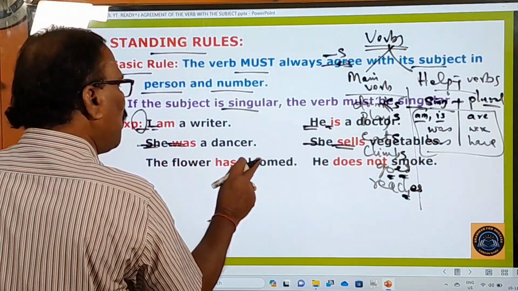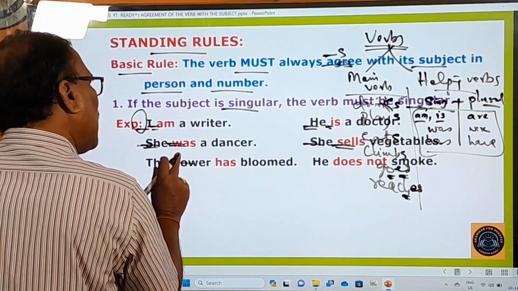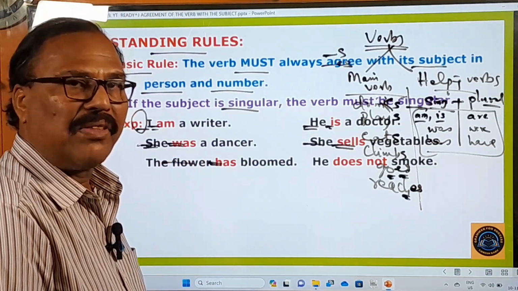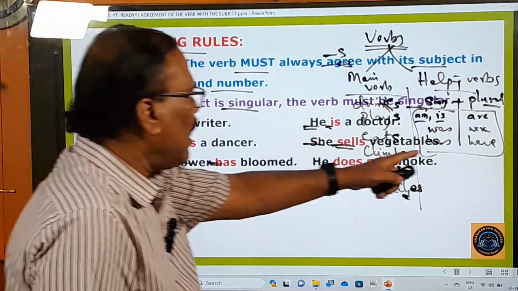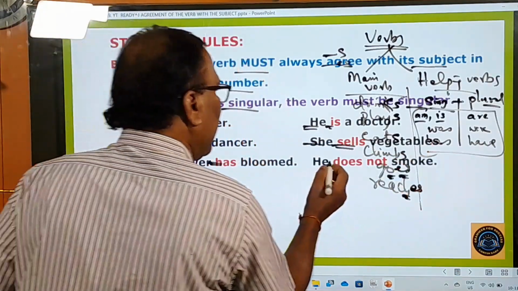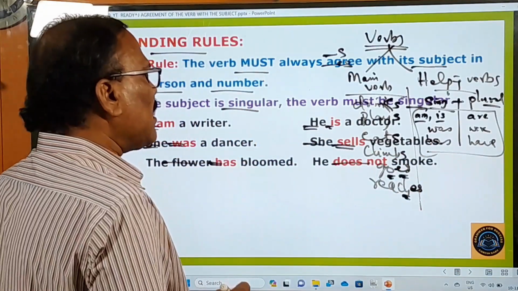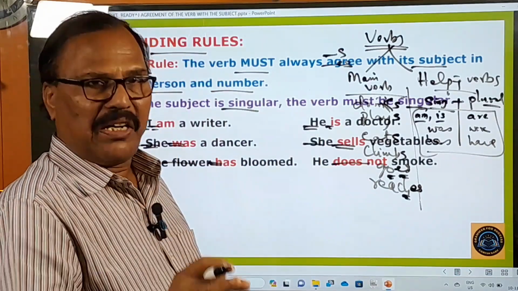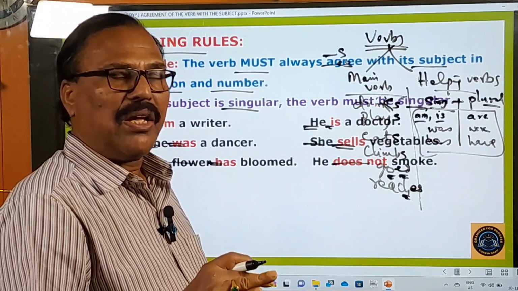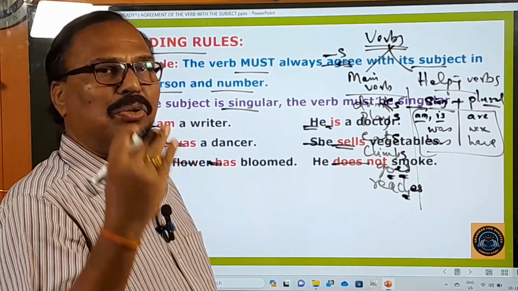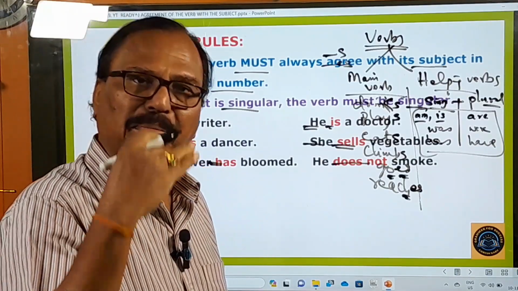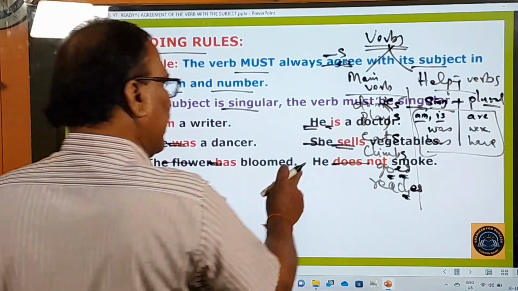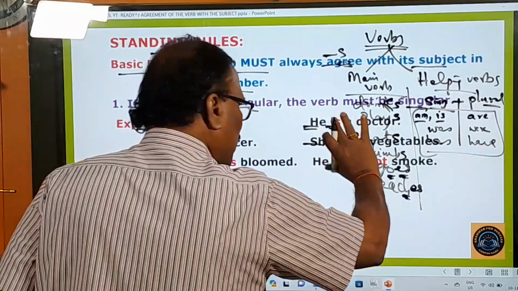The flower has bloomed. The flower is a singular subject, and therefore we have used has, the helping verb. Has is a singular helping verb, right? And he does not smoke, and does not is always a singular verb. We have two things, do not and does not. Do not is a plural helping verb, and does not is a singular helping verb, right? So, he does not smoke. Keep these things in your mind.